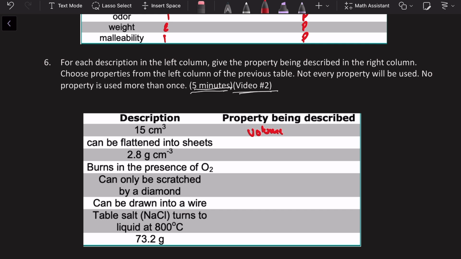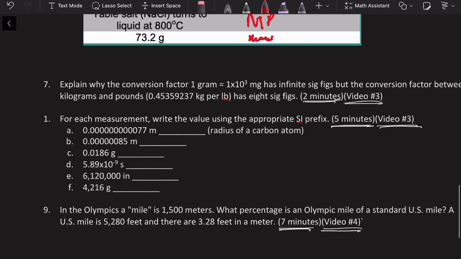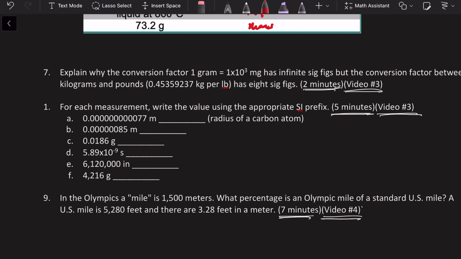Flattened into sheets is malleability. You sort of have to know this one. Grams over centimeters cubed, g/cm^-3, is density. Burns in O2 is combustibility. Scratched by diamond is hardness. Drawn into a wire is ductility. NaCl melting is melting point. Grams is mass. Now moving on, why does a conversion factor have infinite sig figs?